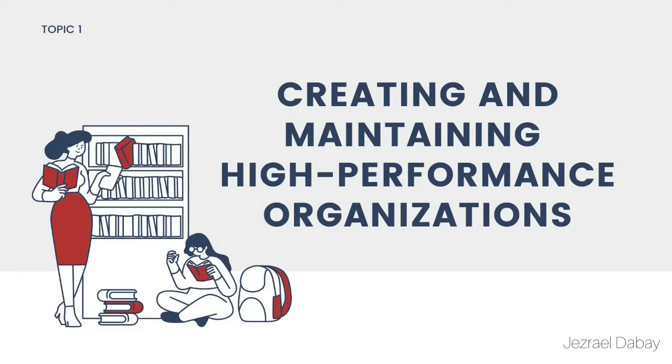Creating and maintaining high-performance organizations. In this topic, we are to define high-performance work systems and identify the elements of such a system. We are to summarize the outcomes and describe the conditions that create a high-performance work system. We are to explain how human resource management can contribute and discuss the role of human resource management technology. Lastly, we are to summarize the ways of measuring the effectiveness of human resource management.